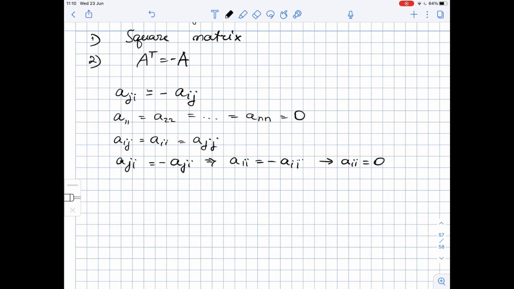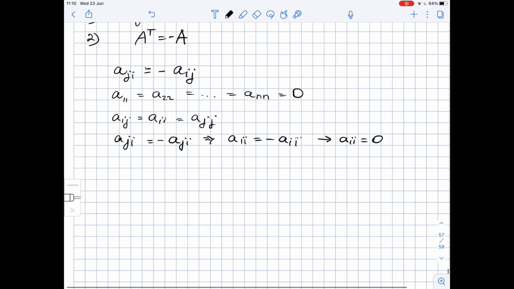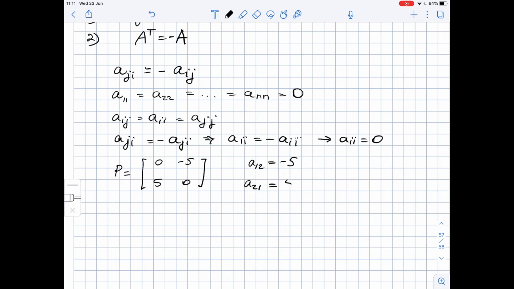So let's look at some examples of skew-symmetric matrices. For instance, matrix P, which is a 2 by 2 matrix, equals 0, negative 5, 5, and 0. As you can see, the diagonal entries equal 0, and the a_12 entry equals negative 5, while the a_21 entry equals 5. So we get that a_12 equals negative a_21.